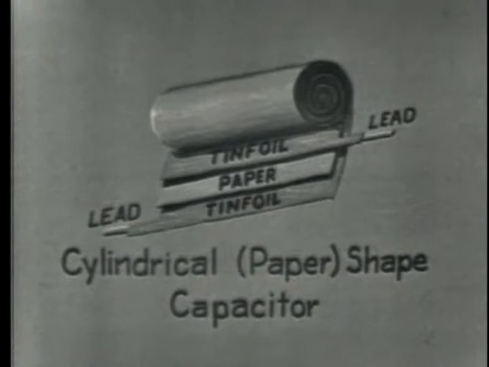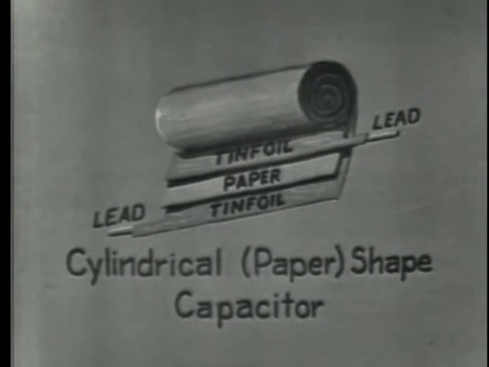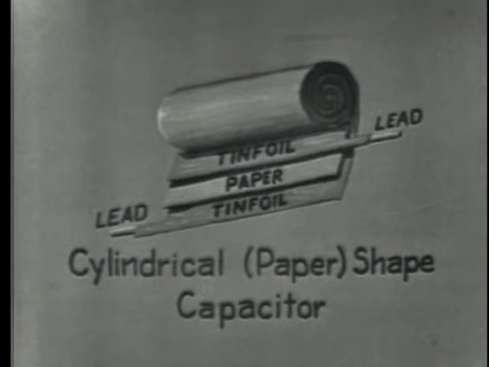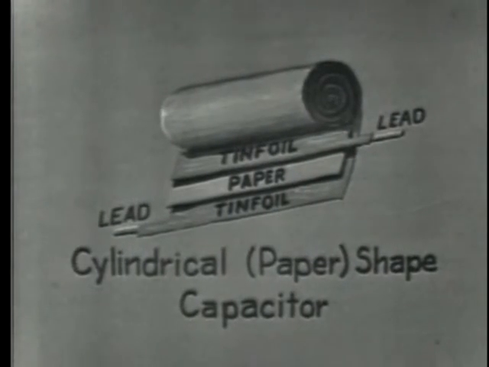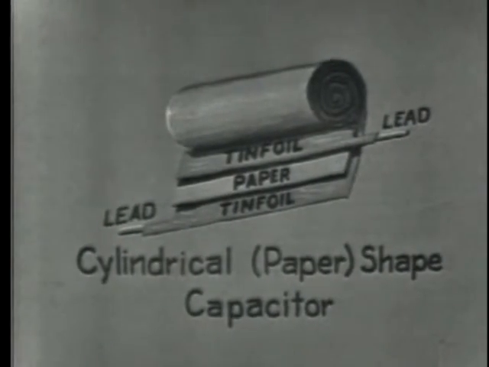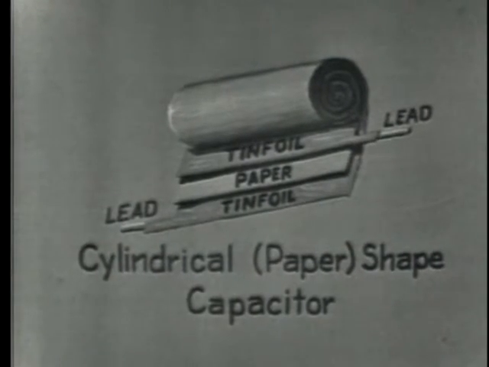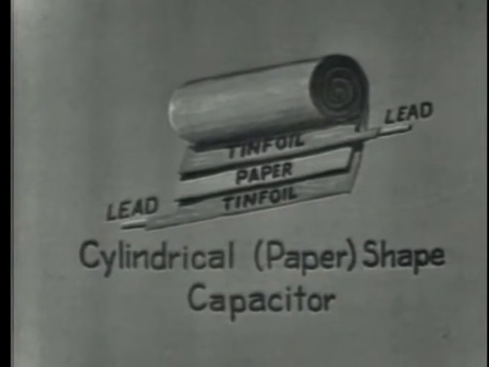Probably the most common fixed capacitor in use today is the paper dielectric capacitor. The reason it's very common is its low construction cost. Here's how it's constructed. Two layers of tin foil separated by a layer of paper rolled into a cylindrical shape. After the capacitor is rolled, it's dipped in melted wax so it will retain its shape. This is a very inexpensive capacitor for the job it can do.